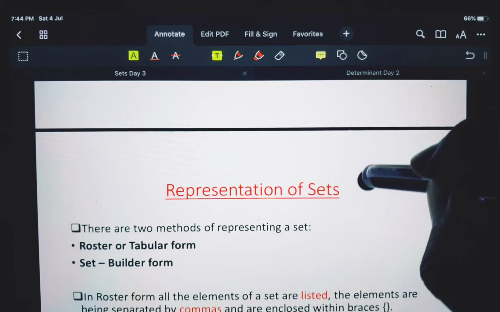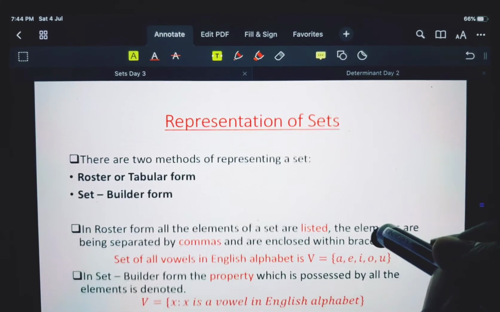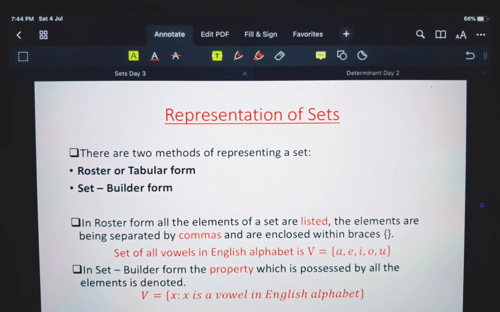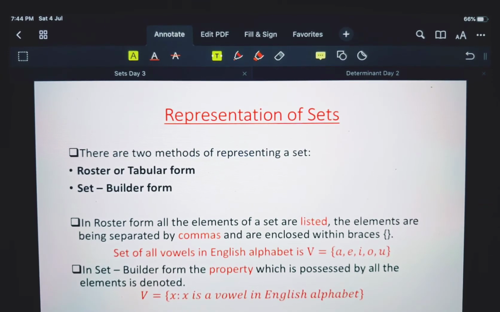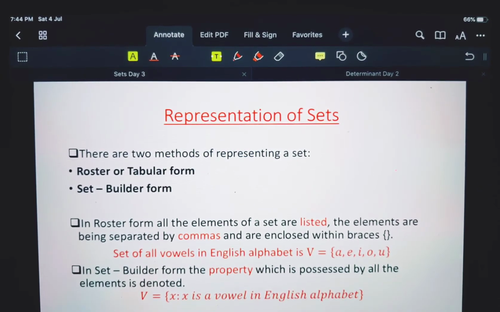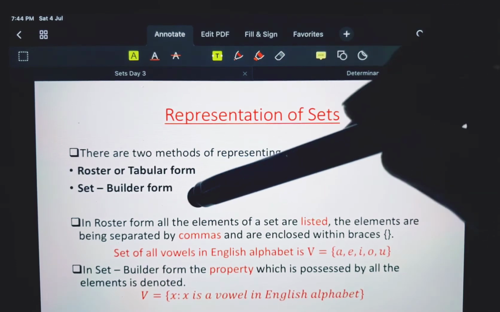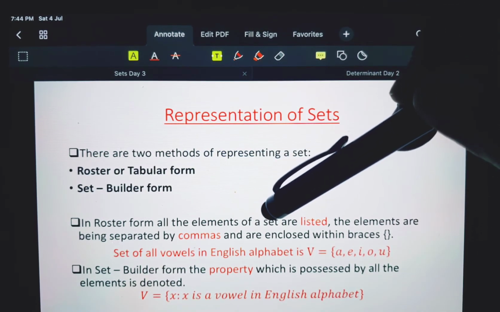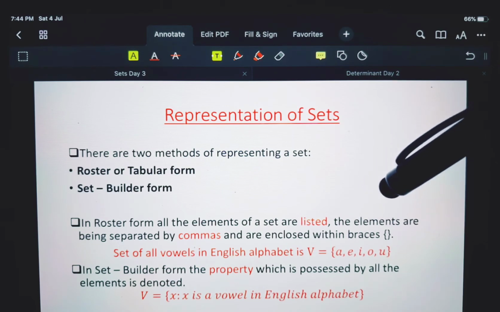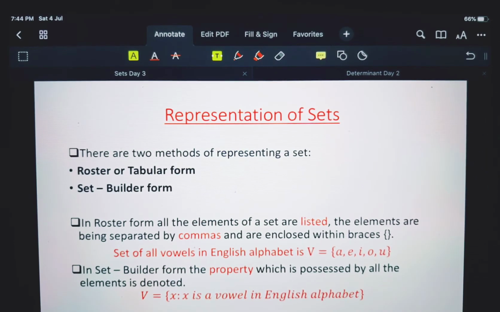So what do we have in here? Now this is a very, very important step towards learning about sets: representation of sets. In what way do we represent a set? There are two methods to represent a set. One is roster or tabular form and the other one is set builder form. Now roster form. In roster form, all the elements of a set are listed. The elements are separated by commas and are enclosed within braces. Just read it carefully, then you will get it.